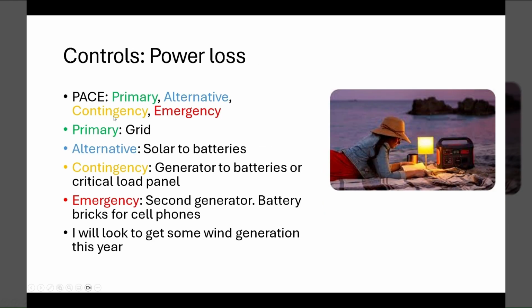The PACE kind of methodology is to say primary, alternative, contingency, emergency for each of these things. So power loss, your primary is the grid, your alternative might be solar to batteries. Contingency, a generator to batteries. Emergency, a second generator, or battery bricks for your cell phones.